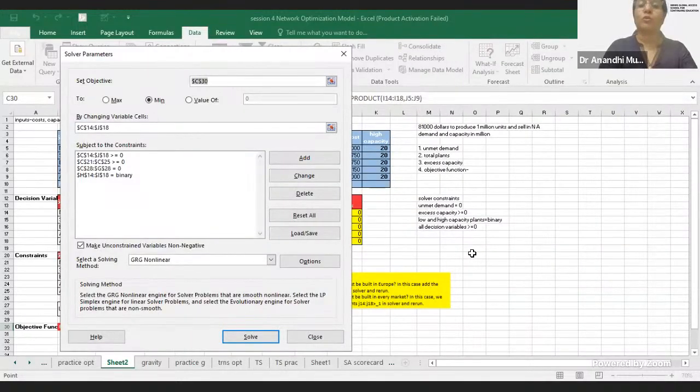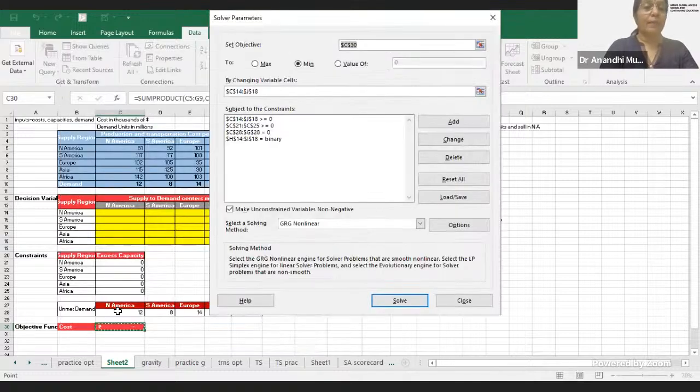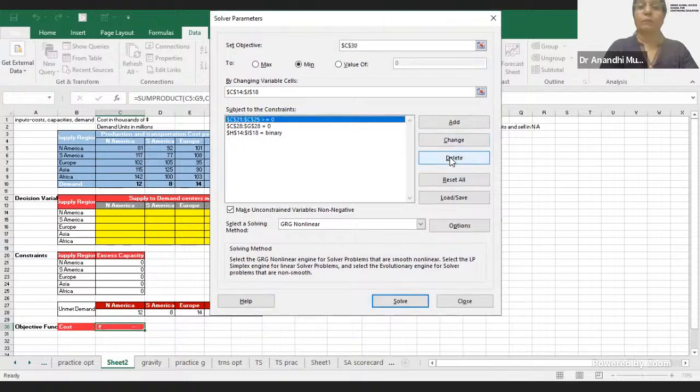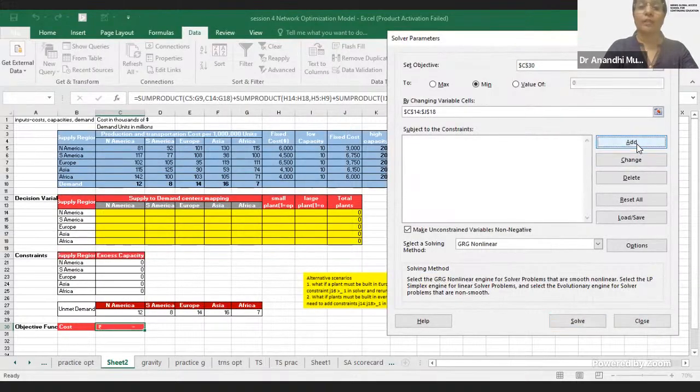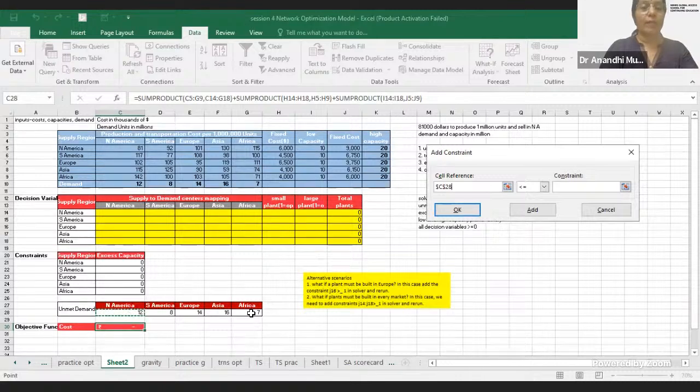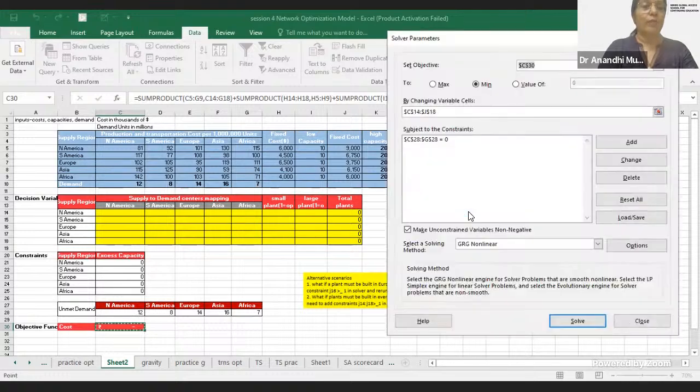My unmet demand should be 0. That means all my demand has to be met. Here is the unmet demand we have given. Okay, I will show the constraint part alone. My unmet demand should be 0. That is constraint number 1. So add the constraint. What is the unmet demand? This is the unmet demand, and it should be equal to 0. Okay, so that is one constraint.